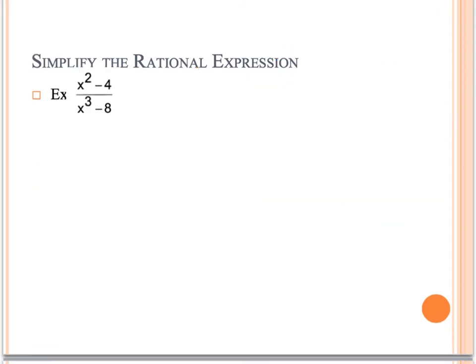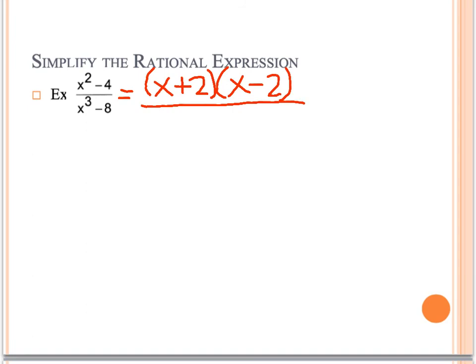Okay, our last example here tonight contains a couple of special cases when we're factoring. I notice that the numerator is a difference of perfect squares, so I'm going to factor that into x plus 2, x minus 2. I notice that my denominator is a difference of cubes. Okay, and so coming over here to the side to remind you about what that looks like.